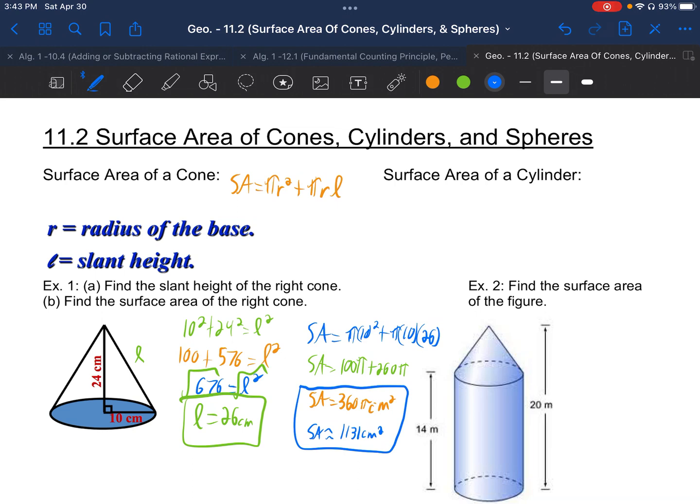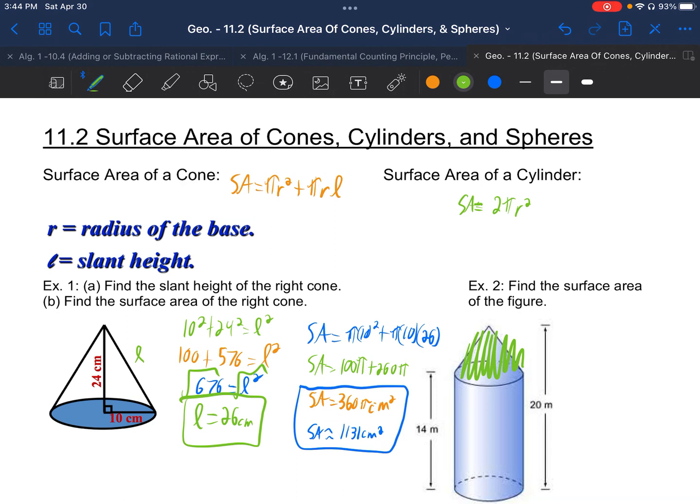So now let's go ahead on example 2 and find the surface area of this figure, but this figure has a cone on the top and a cylinder below. We're actually going to ignore the cone here, pretend that doesn't exist, and just do the surface area of a cylinder. So the formula for that is going to be surface area is equal to 2 pi r squared.